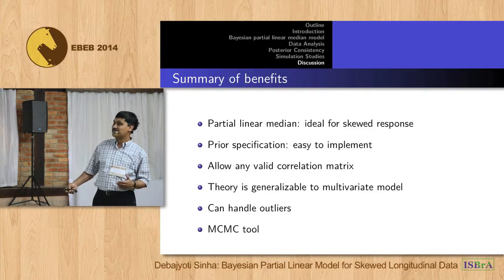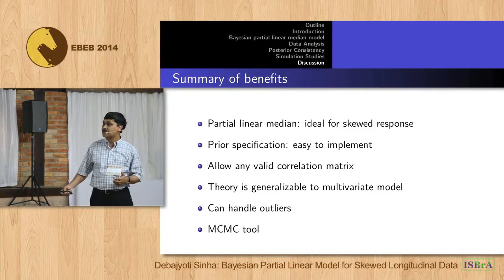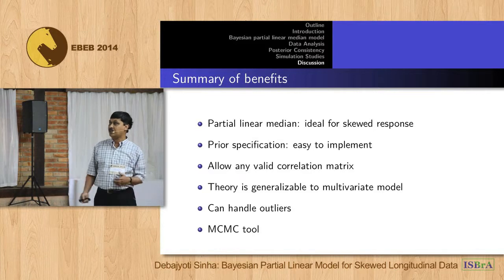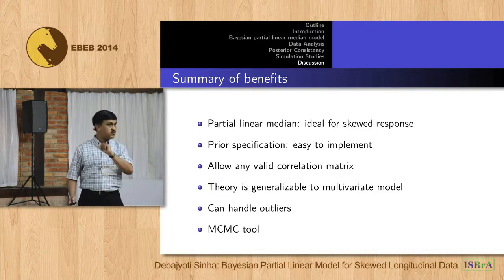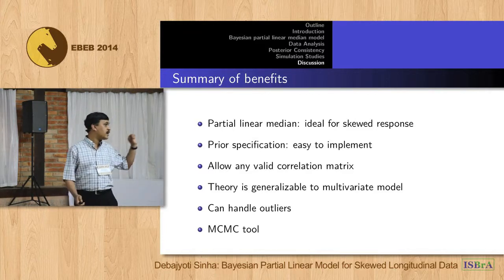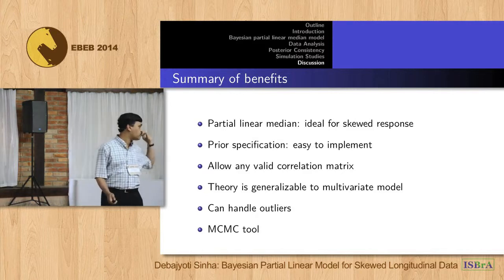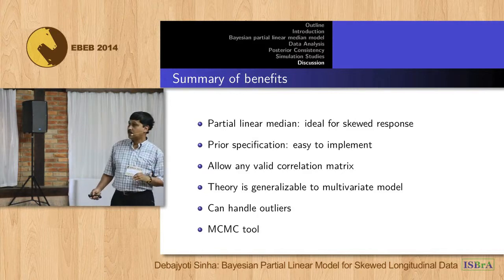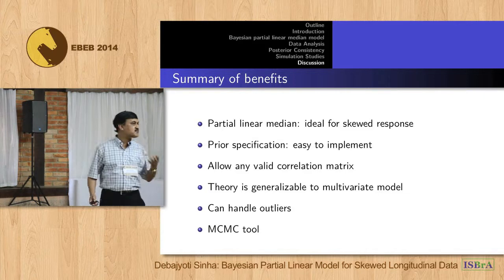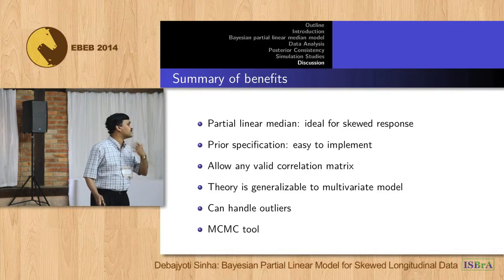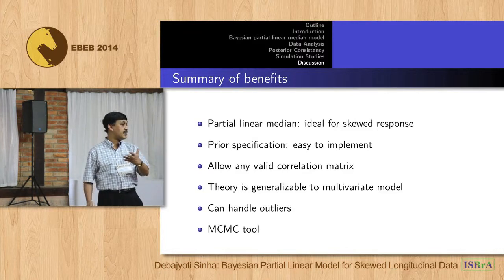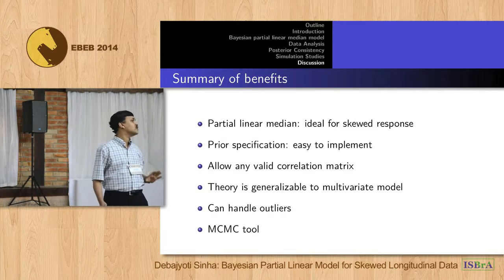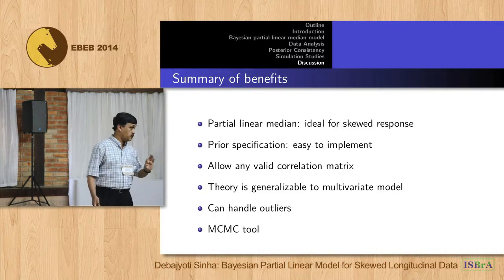Correlation specification is actually easy to implement, and you can allow any valid correlation matrix. The theory is pretty generalized to the multivariate model. Keep in mind, the theory which we prove allows any kind of correlation structure, and the proof will go through. And it can handle outliers. We haven't proved any theory for outliers, but simulation studies show it can handle them. And even if you miss the heteroscedastic structure by any chance, it still does a good job.